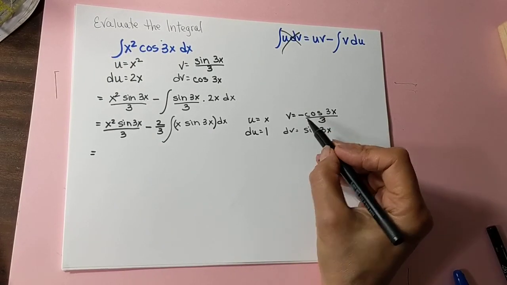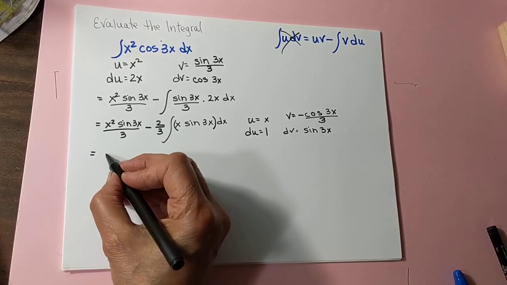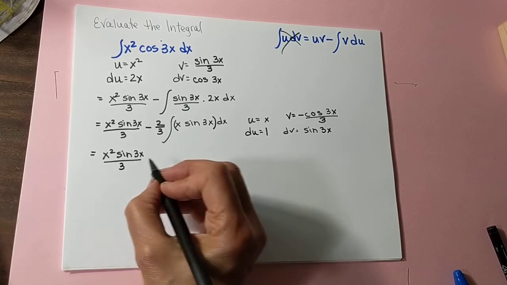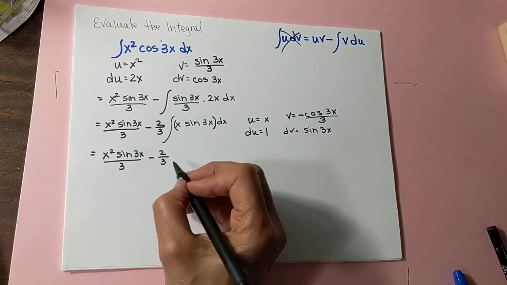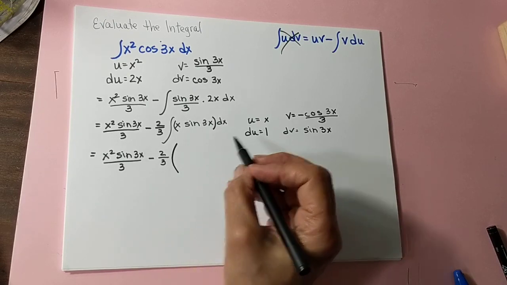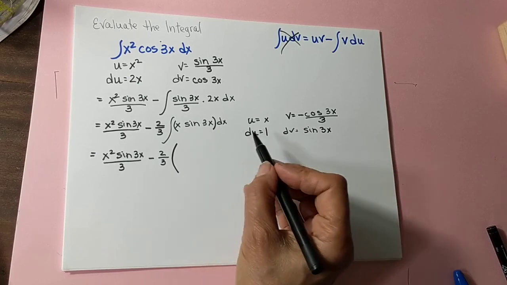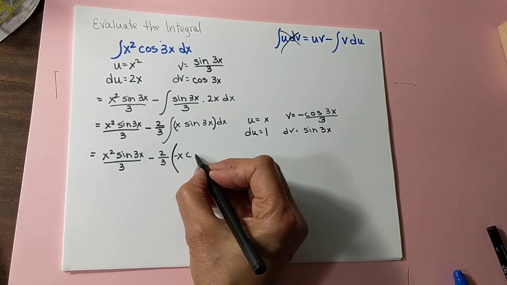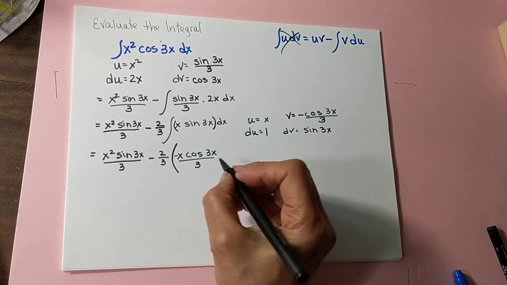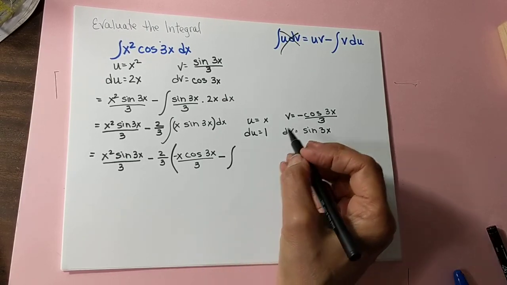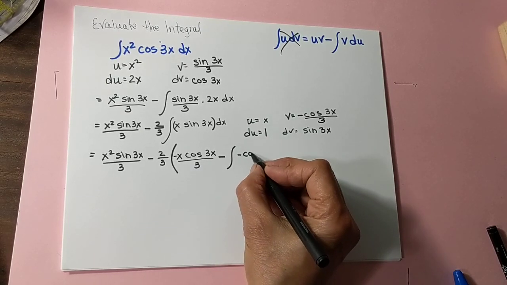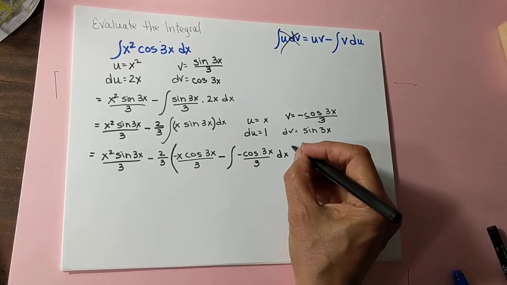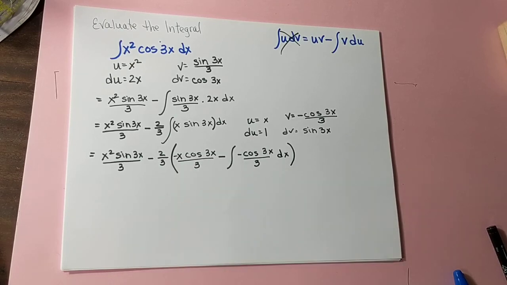I don't like when I see these negative signs because I'm going to be having to distribute negative signs and I get confused. But we'll be good. We'll be a superhero. We're going to get this done. So, x squared sine 3x over 3 minus 2/3, doing this whole thing over again now. The integration by parts of this is u times v, that's negative x cosine 3x over 3, minus the integral of v, negative cosine 3x over 3, times du, which is 1. Yay, so I don't have to put it in. All of these negative signs to distribute are going to make me a little crazy.